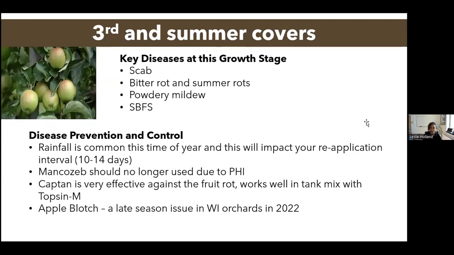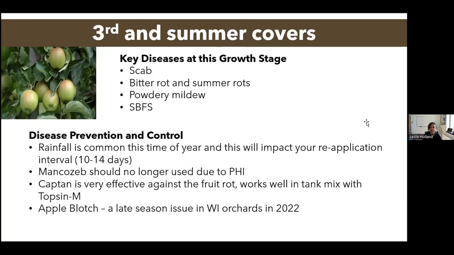So we're rounding the corner here, getting towards probably the tail end of the season. I know there's several cover sprays after this, but this will kind of guide you through the rest of the season in terms of disease management. And again, our focus will still be scab, our different fruit rot diseases, powdery mildew if that's an issue, and sooty blotch and fly speck again. So kind of more thinking about the cosmetic, but also the diseases that interfere with the actual flesh of the fruit at this point in the season.